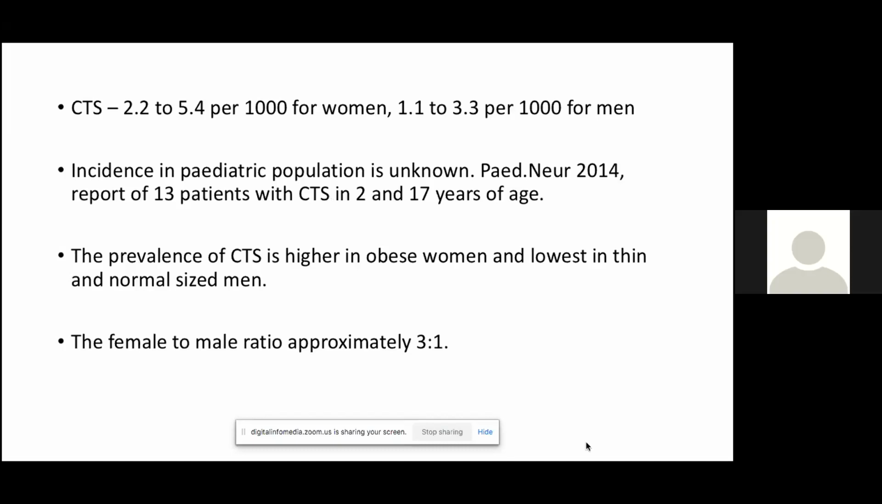Studies have been done on the pediatric population. There is an article in Pediatric Neurology in 2014, a report of 13 patients with carpal tunnel syndrome. Carpal tunnel syndrome is higher in obese women and lowest in thin and normal sized men. The female to male ratio is approximately 3:1.